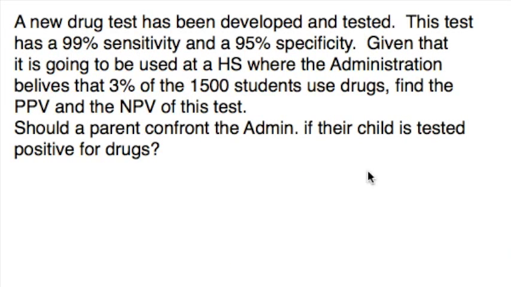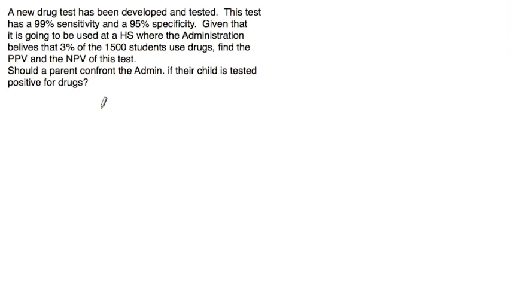Now let's take all those conditional probabilities and put them to work. So a new drug test has been developed and tested. This test has a 99% sensitivity and a 95% specificity. Given that it is going to be used at a high school where the administration believes that 3% of the 1,500 students use drugs, find the PPV and the NPV of this test. Should a parent confront the administration if their child is tested positive for drugs and they're in danger of getting kicked out?